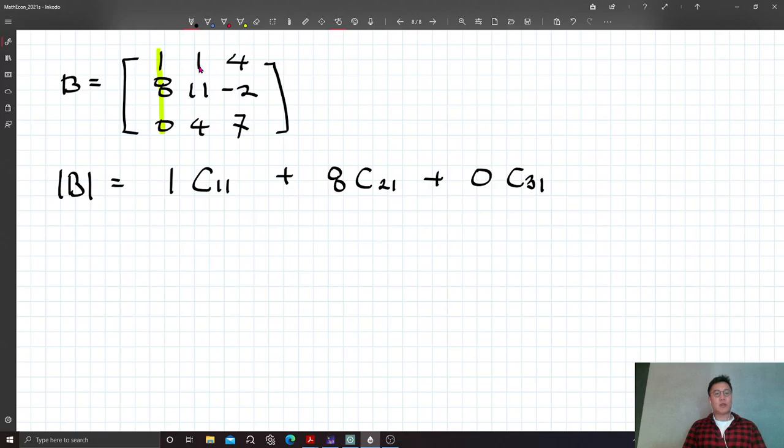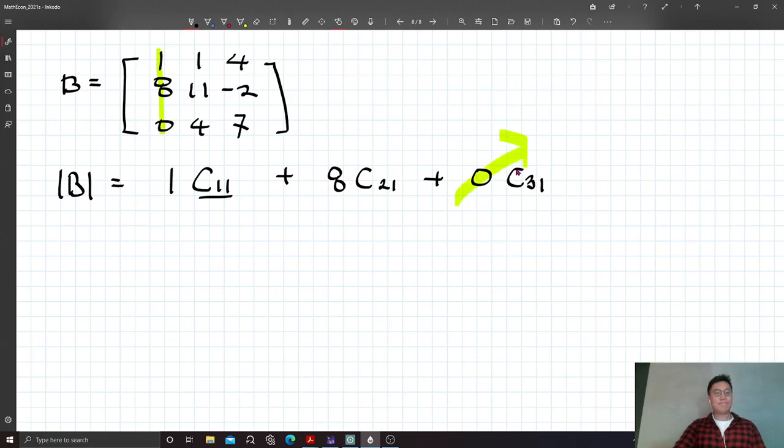And remember, when we express matrices, the first subscript is a row, and the second subscript is used for column. For example, number 8 is in the second row and first column, so the corresponding cofactor is going to be C sub 2,1. And for 0, the cofactor is going to be C sub 3,1. But we don't have to care about this because it is multiplied by 0, so it goes away.